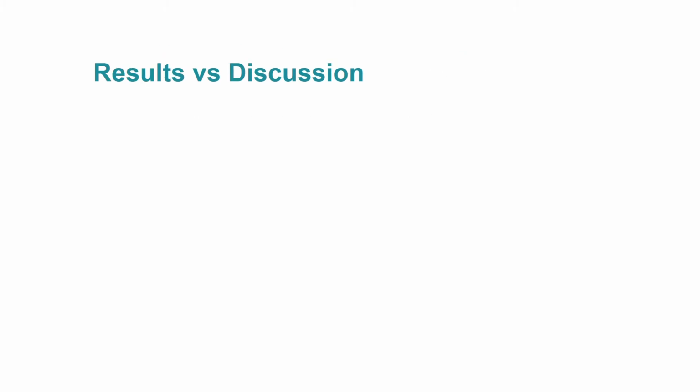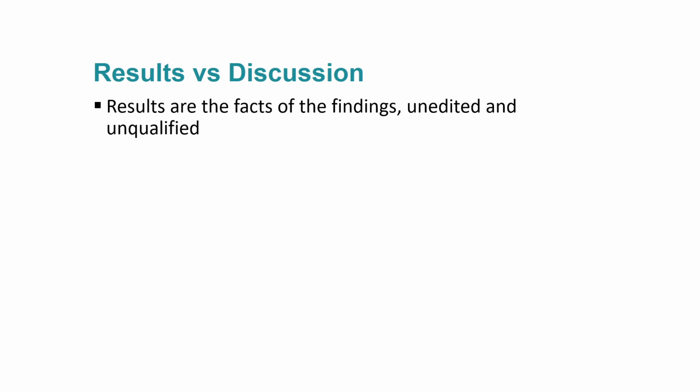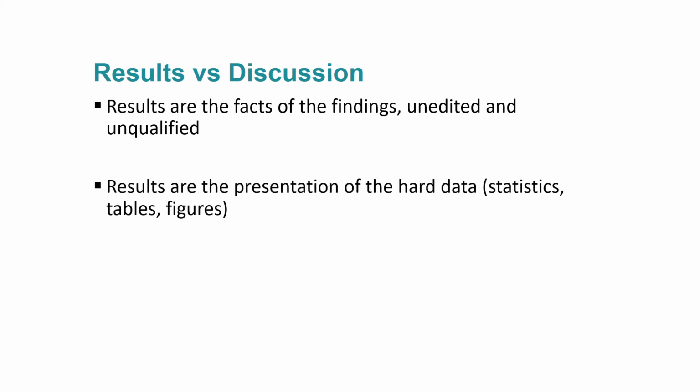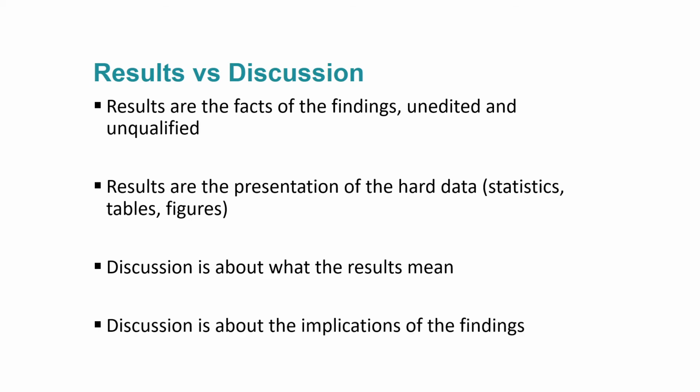So let's have a look at results versus discussion. Results are the facts of the findings, unedited and unqualified. Results are the presentation of the hard data: the statistics, tables, figures. Discussion is about what the results actually mean, and the implications of the findings. So the results are the actual findings, and the discussion is what these mean and their implications.